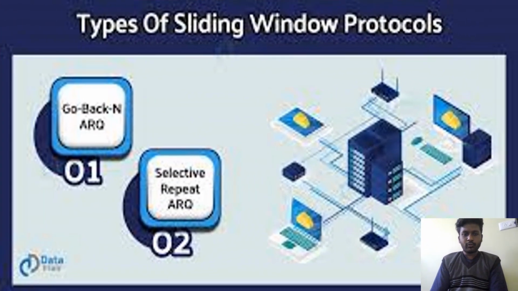Types of sliding window protocol. There are two types of sliding window protocol. They are Go Back N ARQ and Selective Repeat ARQ. These are the two types of sliding window protocol. From the next slide, we can learn about these two types.